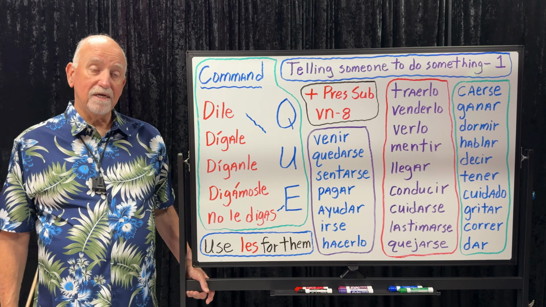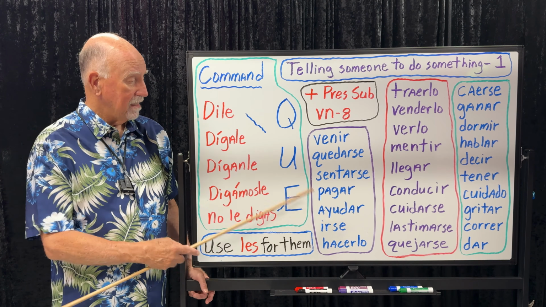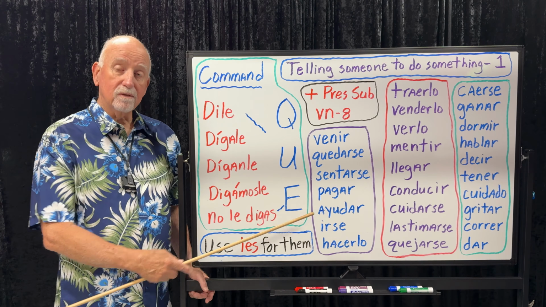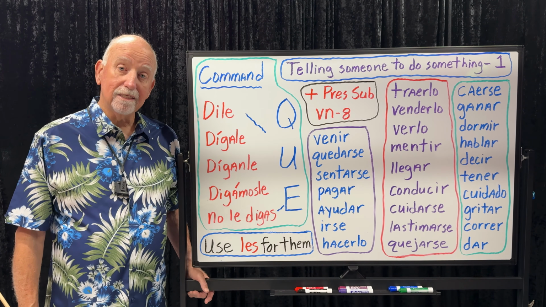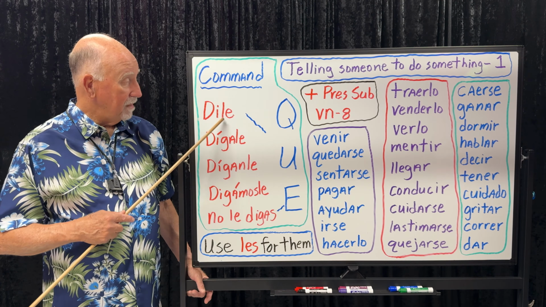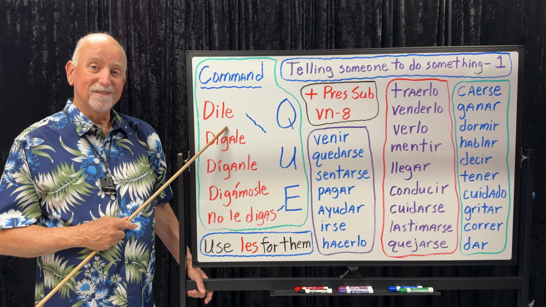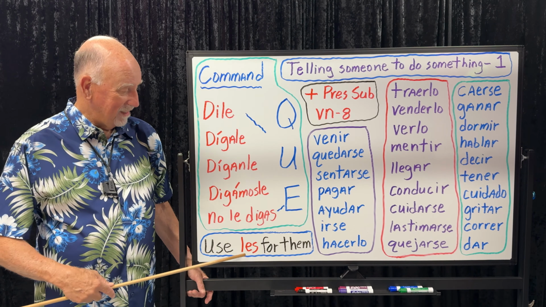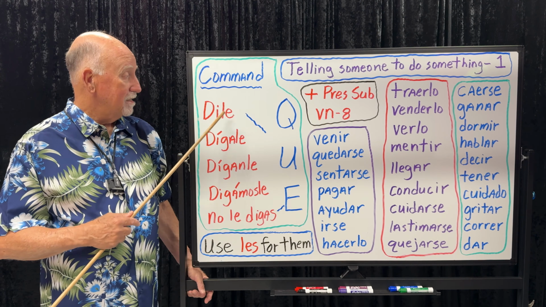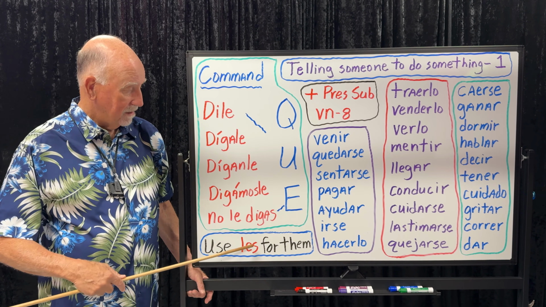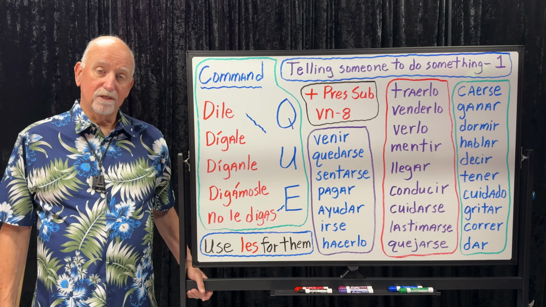Let's go with irse. This is where we get the vaya. Tell her to take off. Dile que se vaya. Tell her to leave. Dile que se vaya. Tell her to go away. Dile que se vaya. Tell them to boogie, to split, to make tracks, to book. Diles que, those are some slang expressions in English. Tell them to take off. Diles que se vayan.